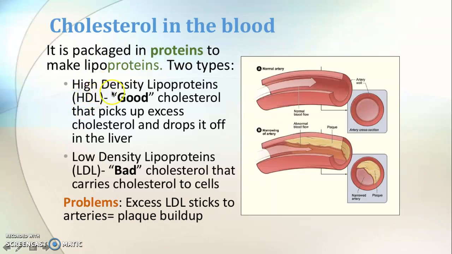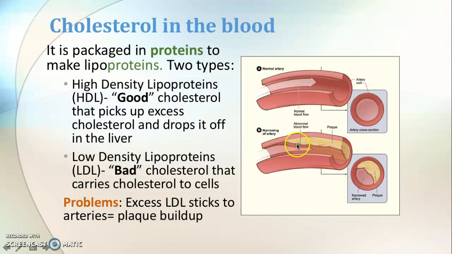So we have two types. We have high-density lipoprotein. This is considered our good cholesterol. The good cholesterol can pick up extra cholesterol and drop it off in the liver to be processed. And then we have low-density lipoprotein, which is considered bad cholesterol, and that carries cholesterol to the cells. If we have too much of our low-density lipoprotein, it could get stuck or trapped in our blood vessels and build up something called plaque.